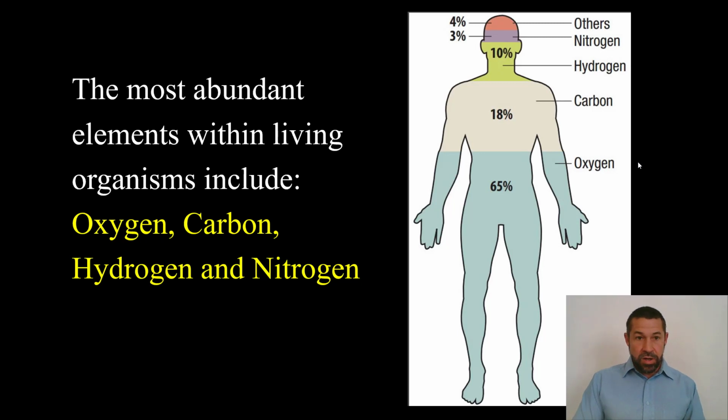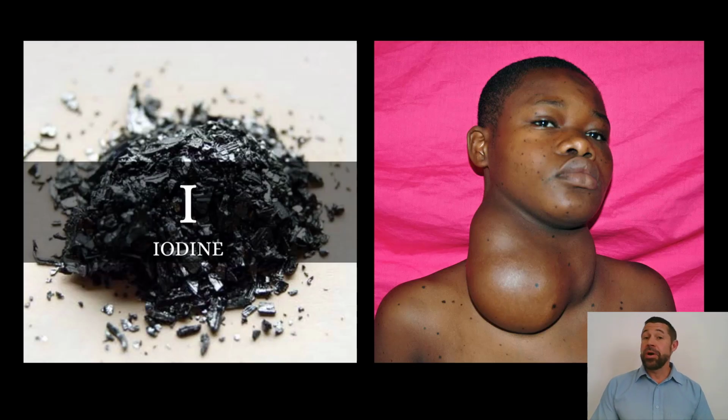Okay, so back here on Earth, living organisms are primarily composed of oxygen. You guys probably guessed that I'm full of hot air. Also carbon, hydrogen, and nitrogen. So these four elements alone make up 96% of living organisms. That said, don't underestimate the importance of some of those rare elements.